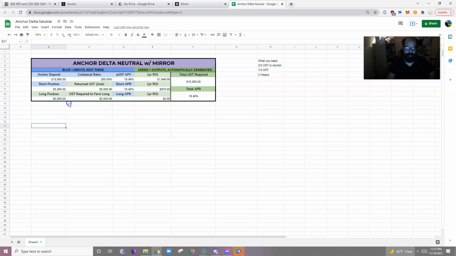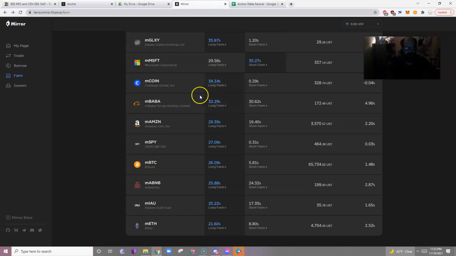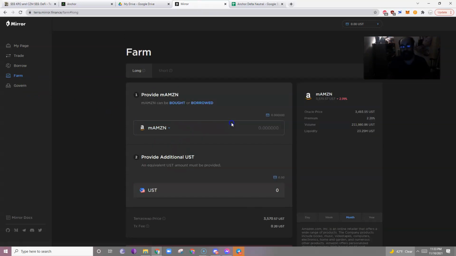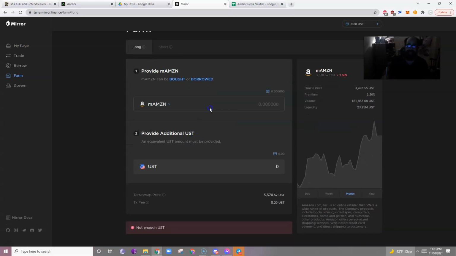All right. So how do you open the long position? Well, it's pretty simple, right? You go over to Mirror, and you go to Farm, and you want to go, what were we looking at? I think Amazon, right. Look at Long Farm. So with the Long Farm, you need actual UST to purchase the amount of Long Farm. So you have to purchase the same amount that you shorted. So that'll be 50% of your total initially deposited.